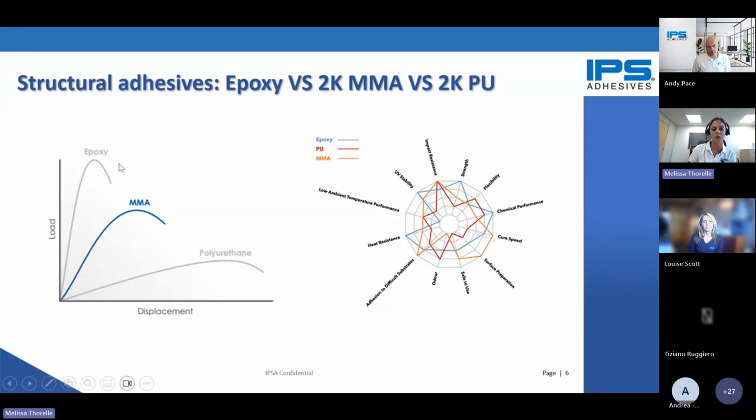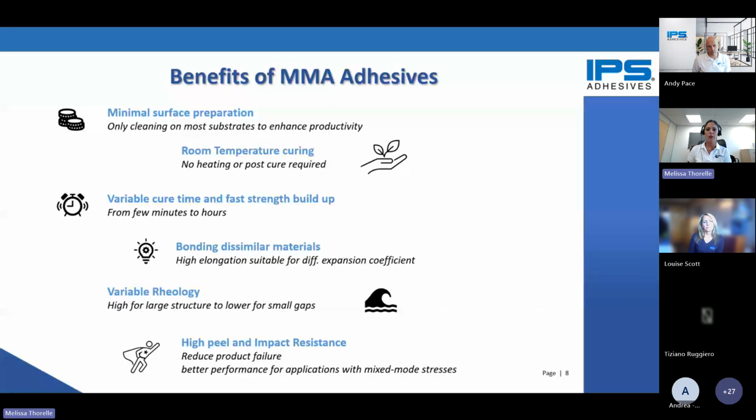So MMA is in between epoxy and polyurethane, and it combines the strength but also the flexibility. If we look at the benefits of MMA, the first one is that it is a complete room temperature curing material, so you don't need heating or post-curing to achieve a full conversion. It also has very good adhesion to composite, to metal and to plastic, and it can bond dissimilar materials with a high flexibility, which makes it very suitable for applications with dissimilar materials where you need high impact resistance.